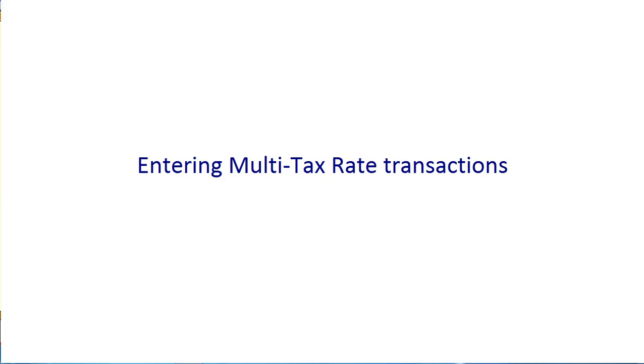Now we will discuss entering multi-tax rate transactions. Multi-tax rate transactions imply that a bill has items with different tax rates. That is, in a single bill there are items belonging to the 12% tax rate, then items belonging to the 18% tax rate, and so on. So how we will enter such a type of purchase transaction, we will discuss now.